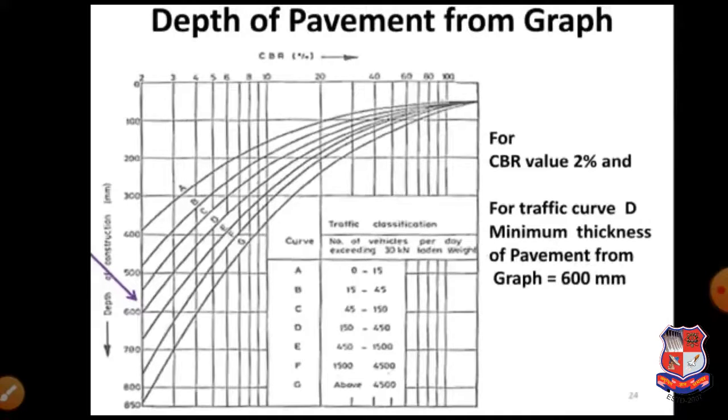That means the total thickness of road pavement including subbase, base and surface course is minimum 600 millimeter. In this way, CBR value is used for different categorized roads to find the thickness of pavement. So today we covered two subtopics of the first topic, road pavement.